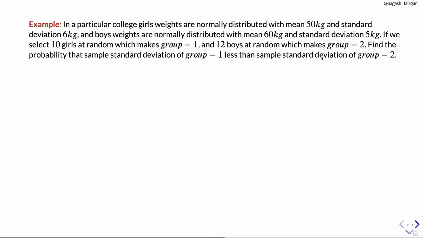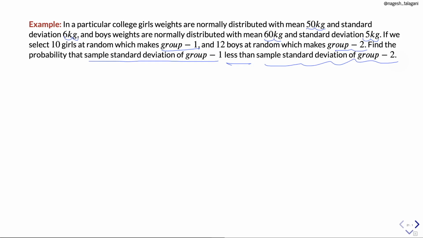Next example: in a particular college, girls' weights are normally distributed with a mean of 50 kg and standard deviation of 6 kg, and boys' weights are normally distributed with a mean of 60 kg and standard deviation of 5 kg. If we select 10 girls at random, which makes group 1, and 12 boys at random, which makes group 2, find the probability that the sample standard deviation of group 1 is less than the sample standard deviation of group 2.